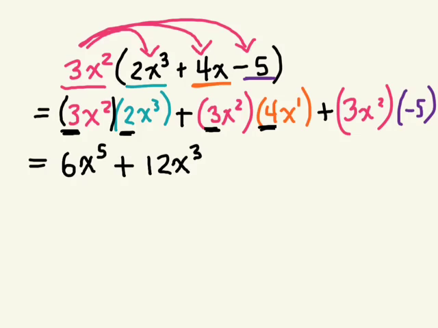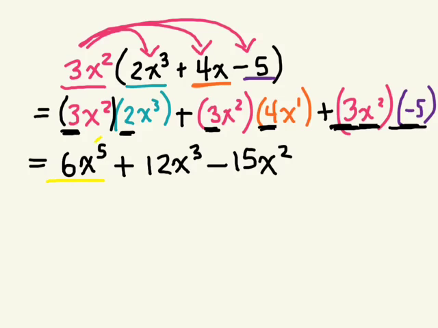Now for the last one, we have 3x squared times negative 5. Well, what's 3 times negative 5? Negative 15. And we also have this x squared. So negative 15x squared. Can we simplify this any more? Can we shorten this at all? We can?